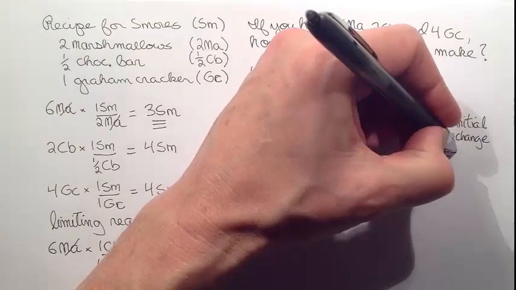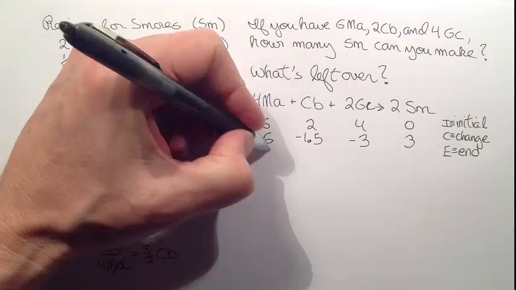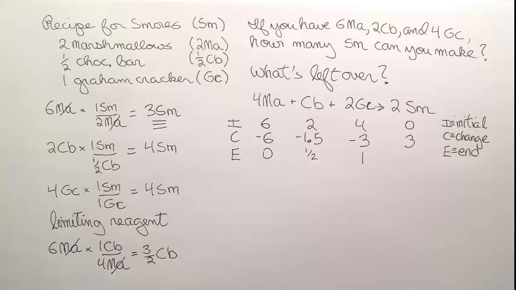In the third row, I write down the end amounts. This is just the sum of the initial plus the change. I denote this row with an E for end. For example, I started with 2 chocolate bars. I used up 3/2 of chocolate bars, so I am left with half a chocolate bar. This algorithm for finding the final ingredients is often referred to as an ICE table, where each letter corresponds to a row in the table.